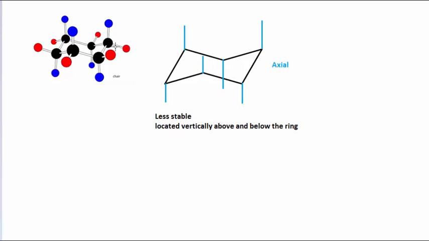The reason for this is that they're closer to the ring and they have a higher chance of whatever is located here being too close to other things, either the ring or other axial substituents.